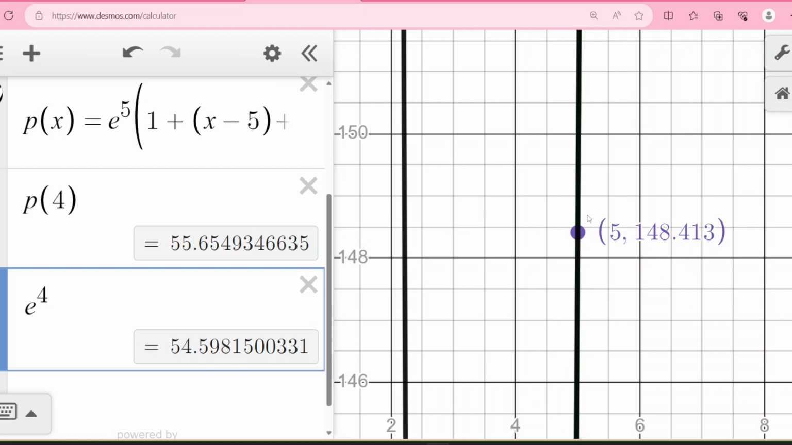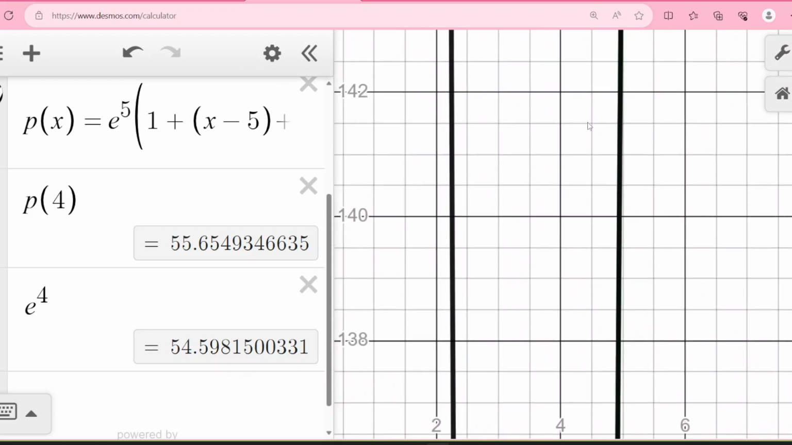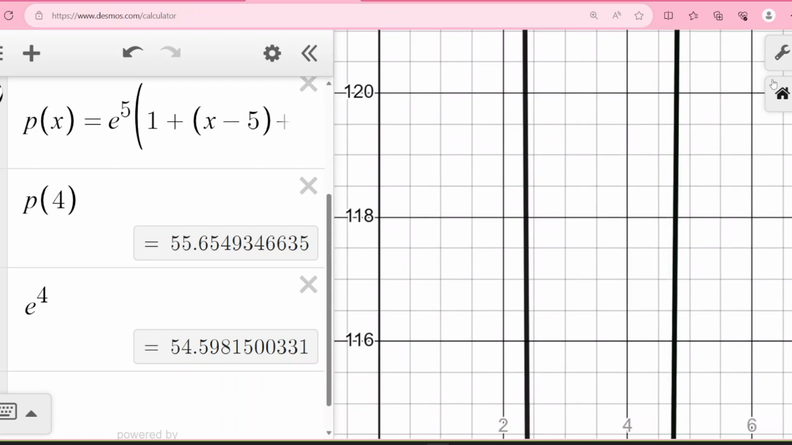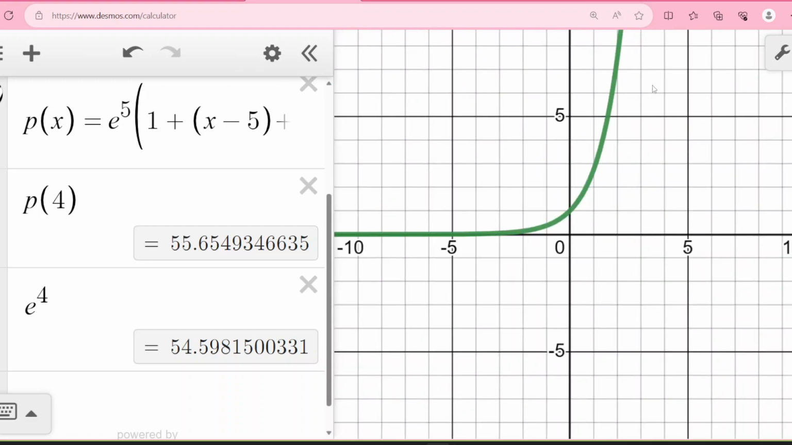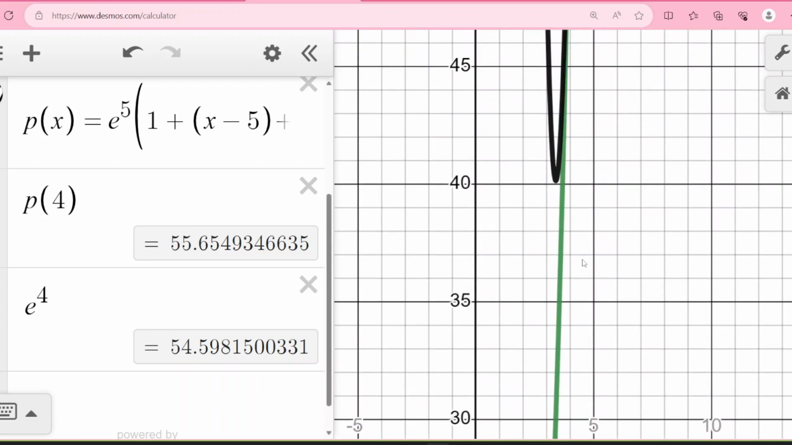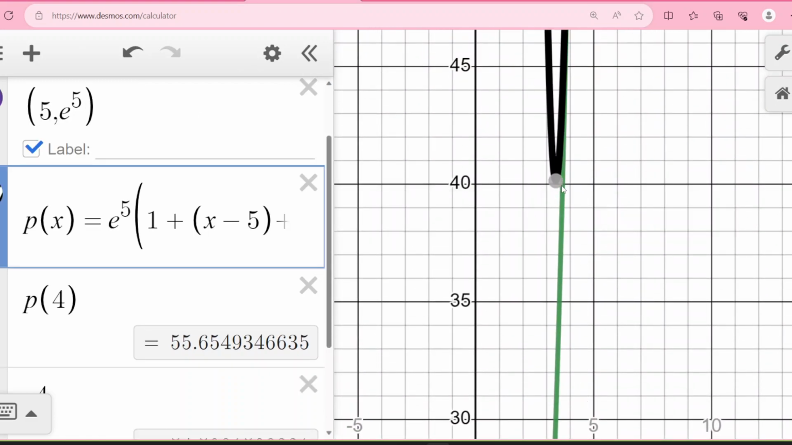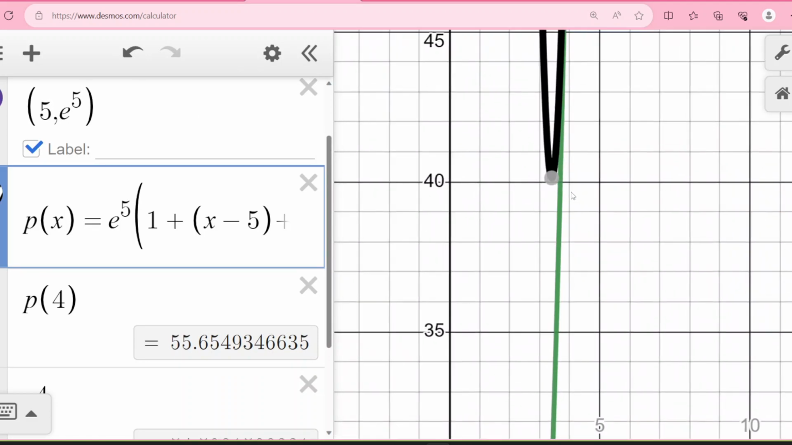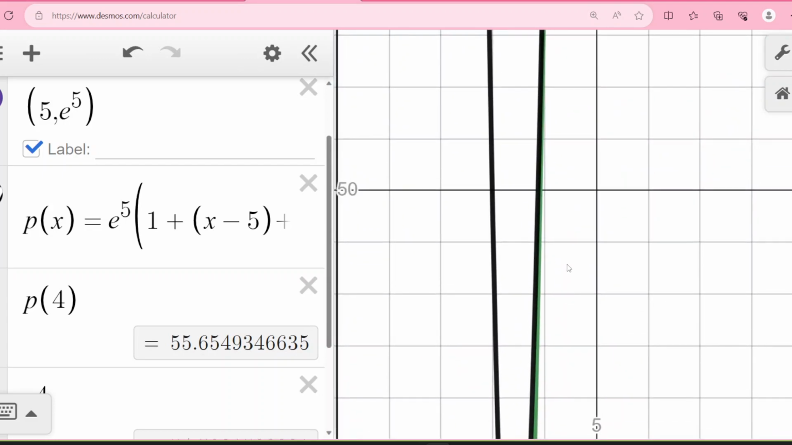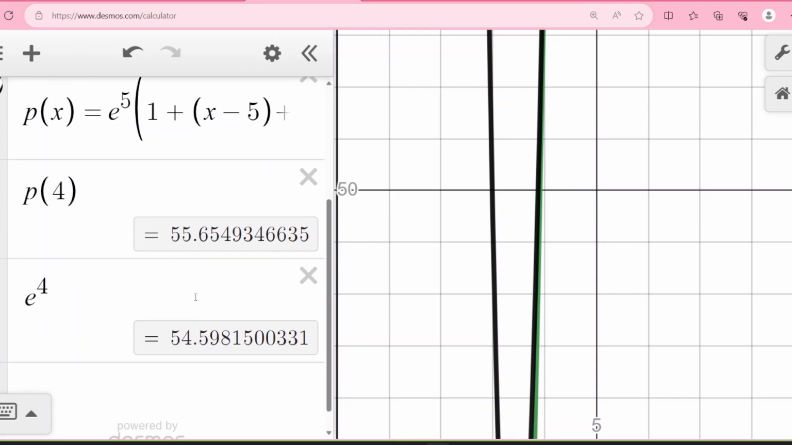Close to 5 would be around here where I have on my graph. If I go to where x equals 4, we're down here. Yeah, see, there's where x equals 4 right here, actually it's up here, but whatever. They're not exactly the same, and you can see that here.